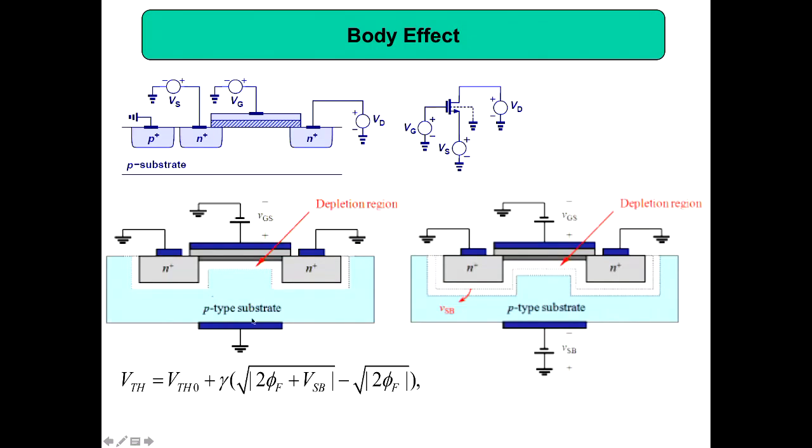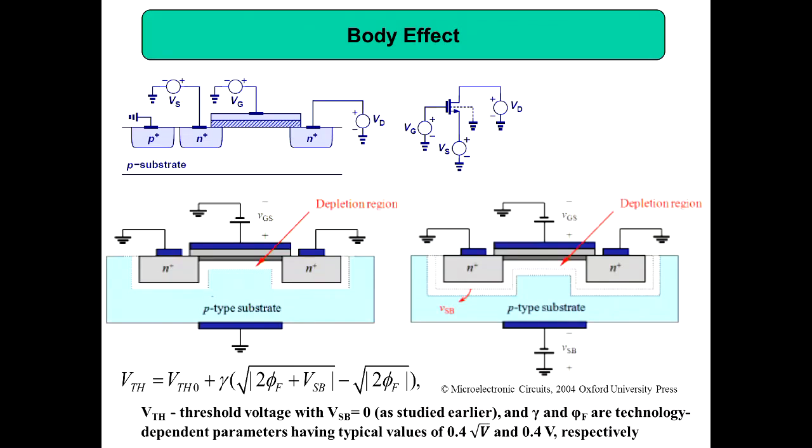If you leave it floating, then your VTH equals VTH0. That is a value. But if you take into account body effect, then you need some additional term: plus gamma times, square root of 2 phi f plus VSB, minus square root of 2 phi f. Here VTH is the threshold voltage, and VSB equal to 0 means the previous case. Gamma and phi f are technology dependent parameters having typical values of around 0.4 root V, and 0.4 volt respectively. I have just shown you these parameters.